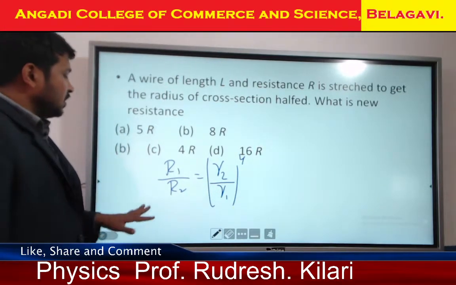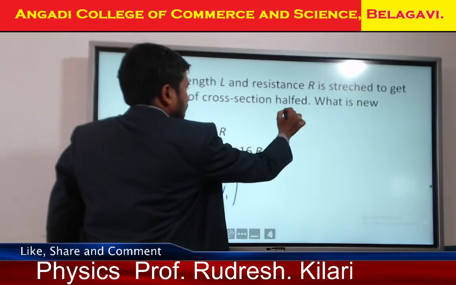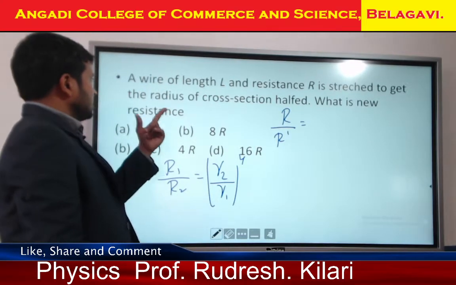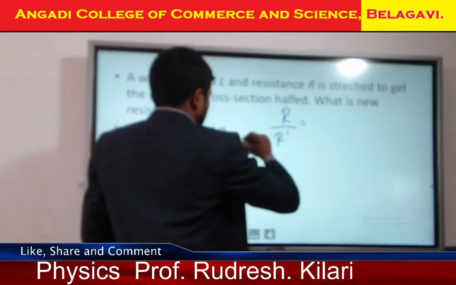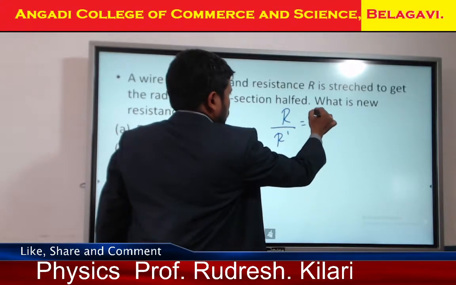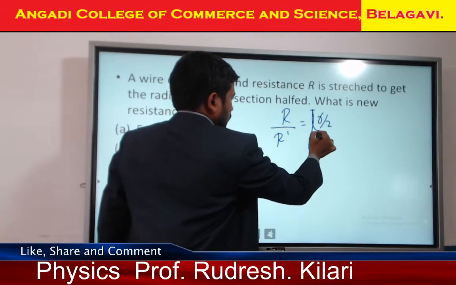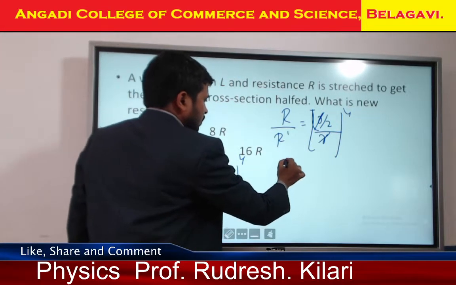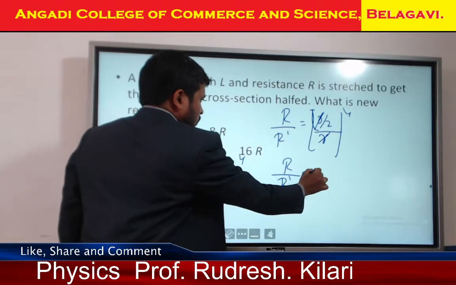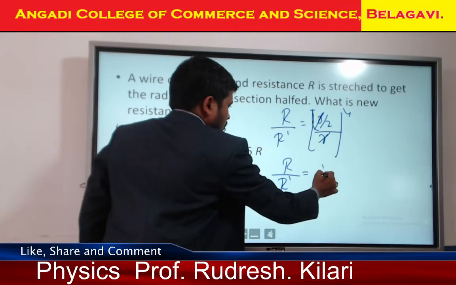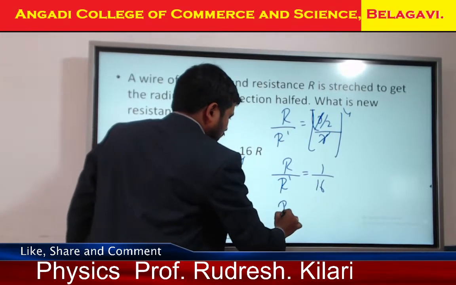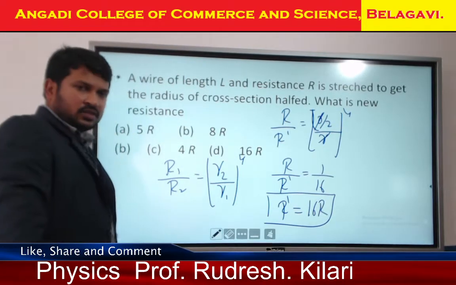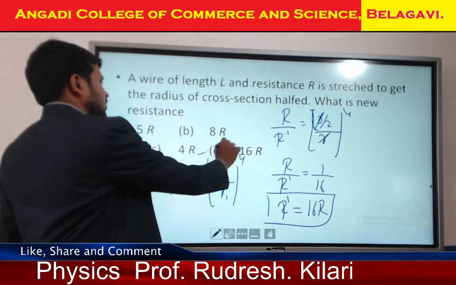What are they asking? The new resistance they are asking. That is R divided by R dash equals, R dash is the new resistance. What is the change they give? That is r by 2 and again r raised to 4. r and r get cancelled. So R by R dash equals 1 by 16. What do we want? We want R dash. R dash equals 16. What is the answer here? D is the answer.